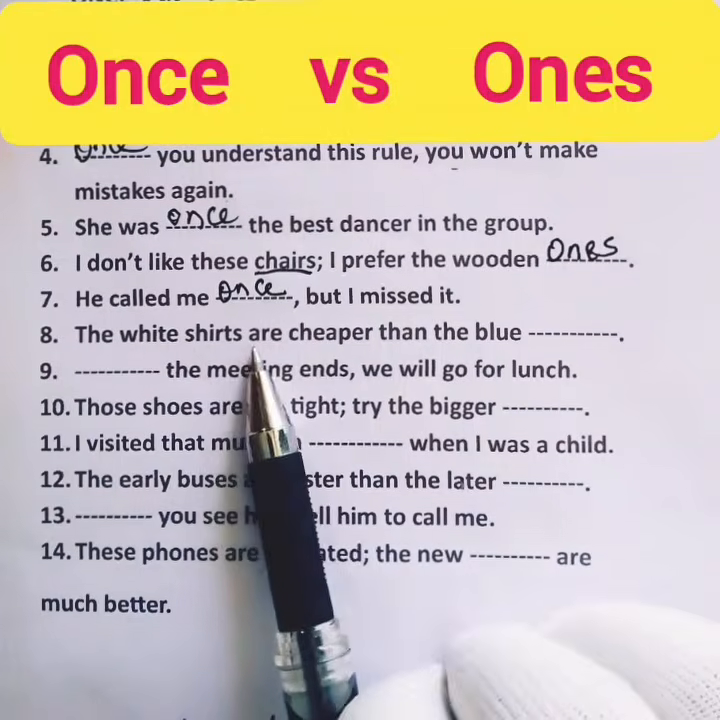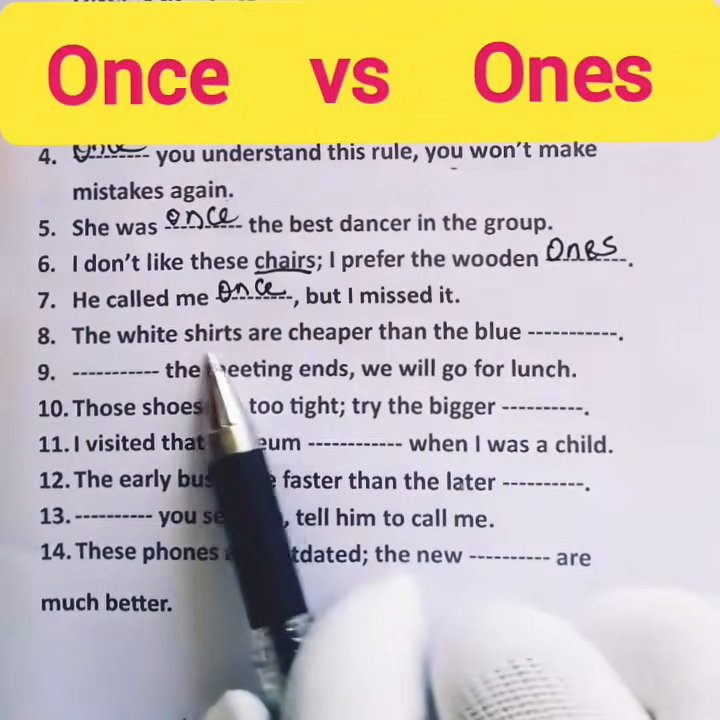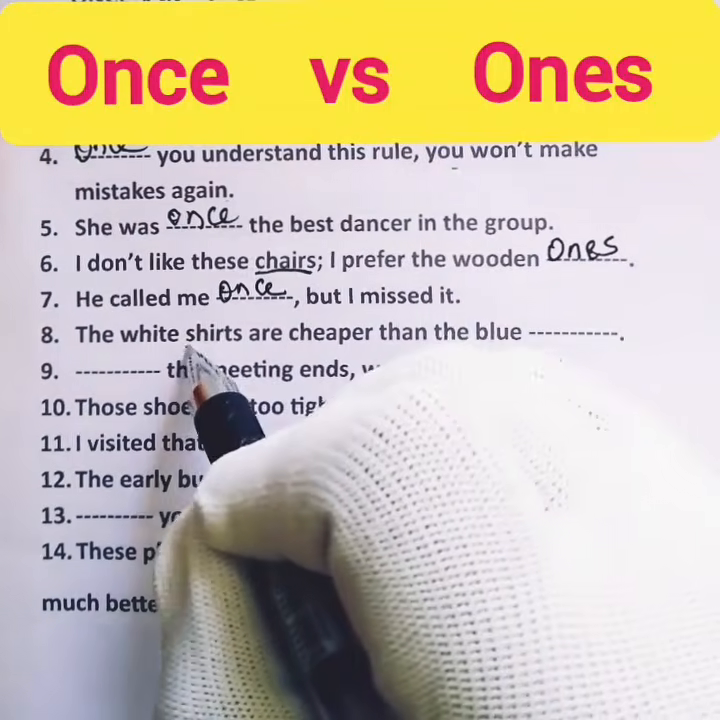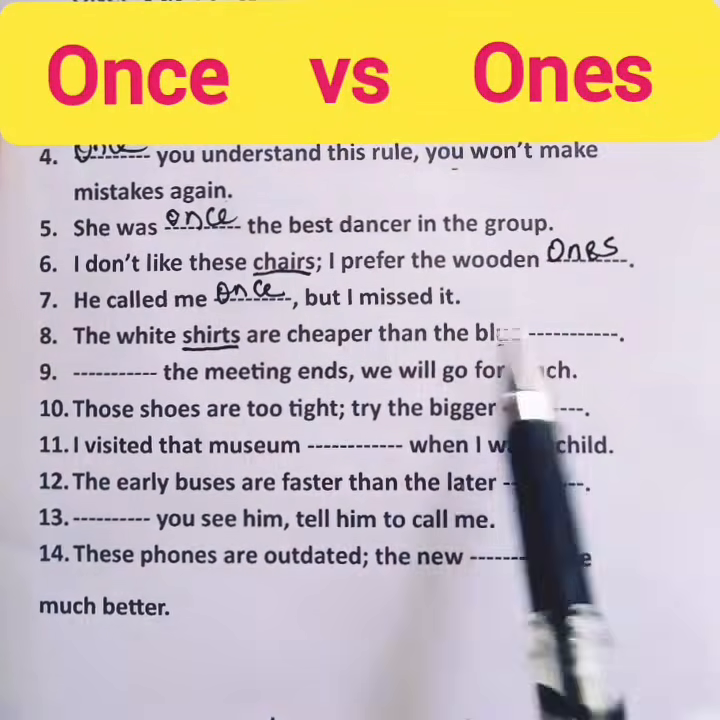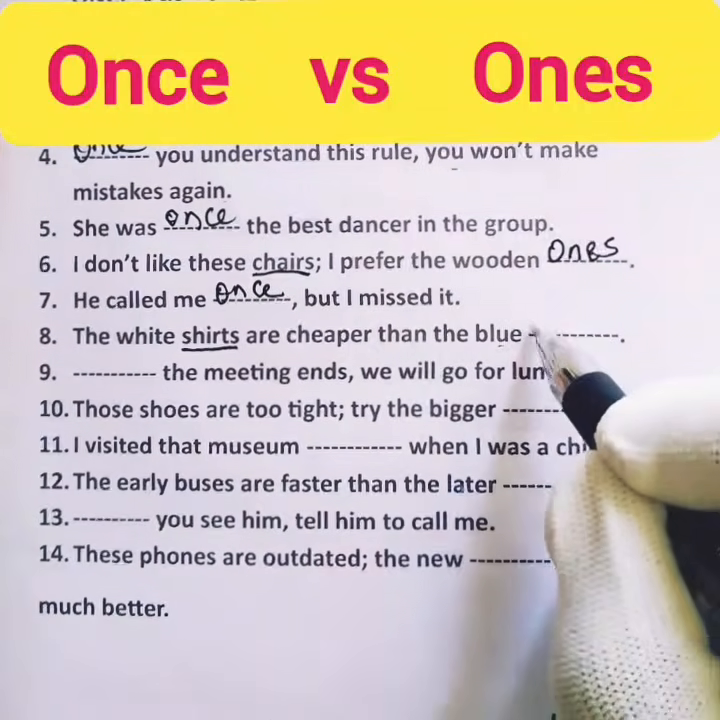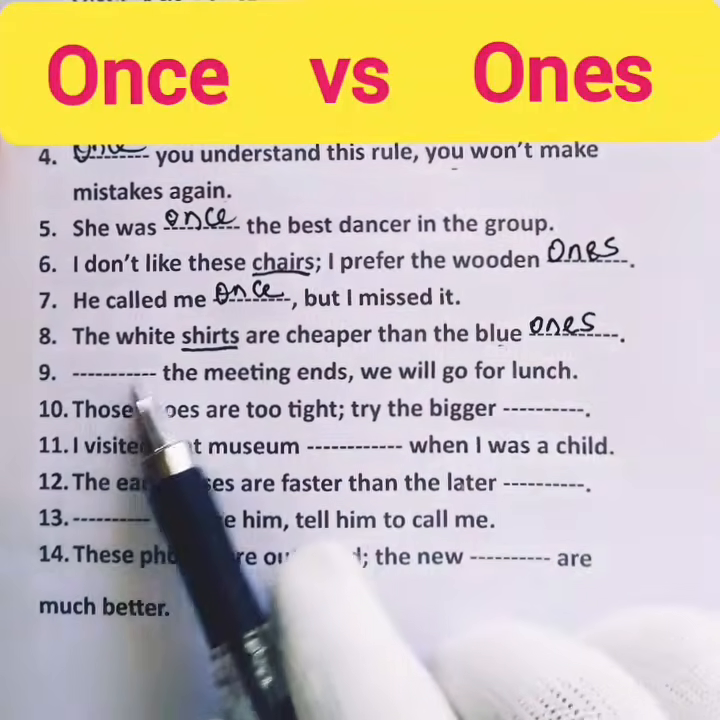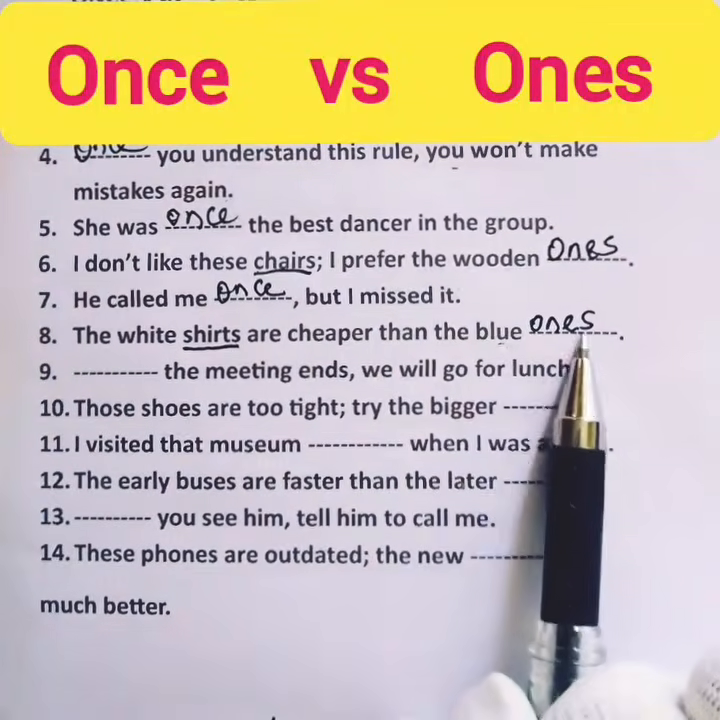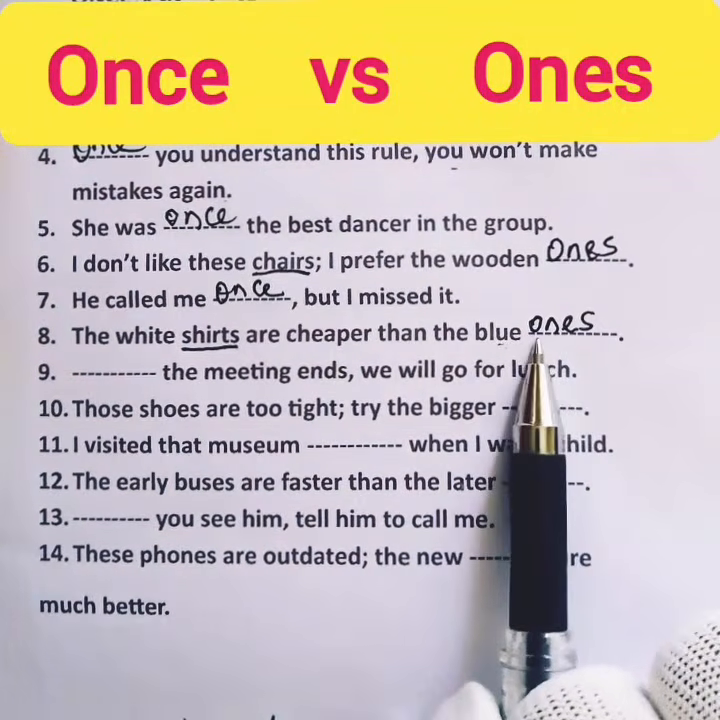8. The white shirts are cheaper than the blue blank. Here we would have to repeat the noun used in the sentence, shirts, blue shirts. So we use "ones" to replace shirts. And this is the one with the letter S. The white shirts are cheaper than the blue ones. Instead of saying blue shirts, we use "ones" to avoid repetition.